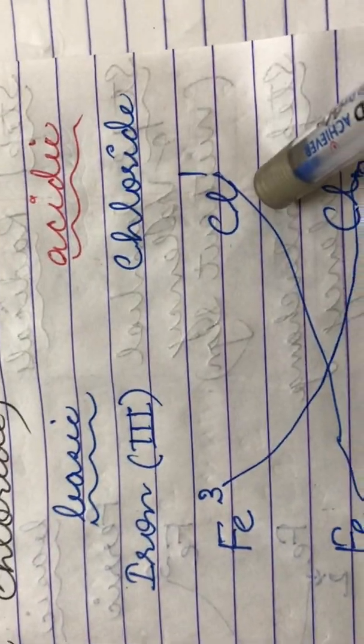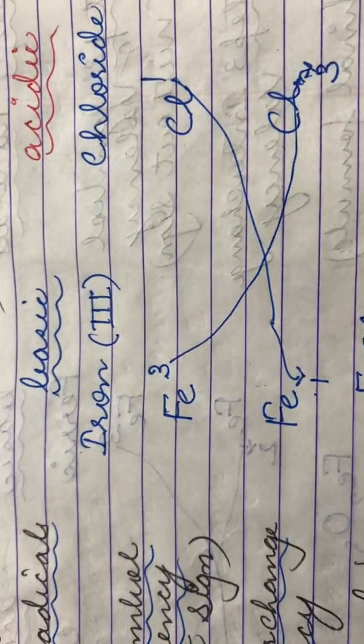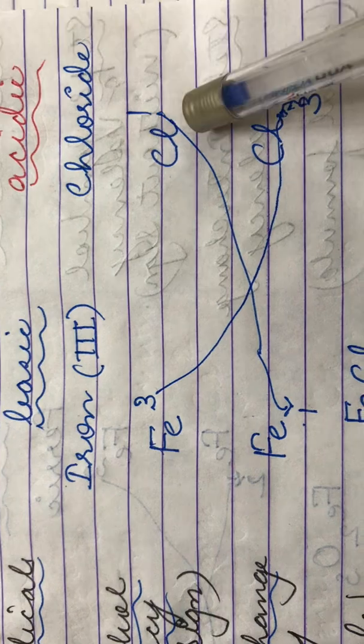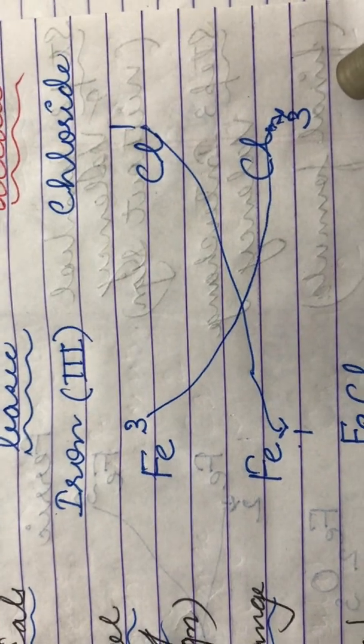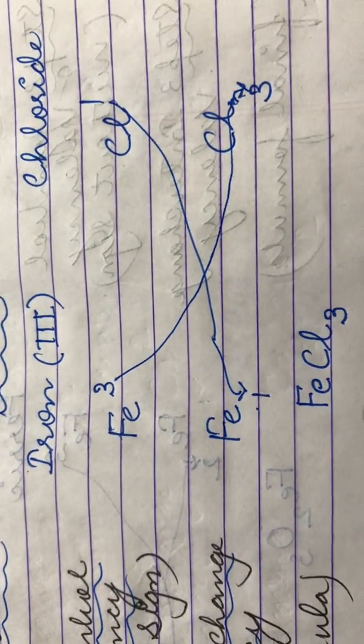We write its valency in the superscript. So Fe3 is its valency. Chloride is Cl. Its valency is 1. For showing the interchange, we first need to write the symbols as they are, Fe as it is, chloride as Cl as it is. We show the interchange by crisscross. This 1 in the superscript of Cl comes down in the subscript of Fe. This 3 in the superscript of Fe comes down in the subscript of Cl. So the final formula becomes FeCl3. This is the formula for ferric chloride.